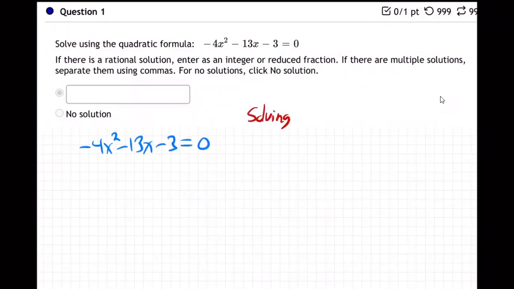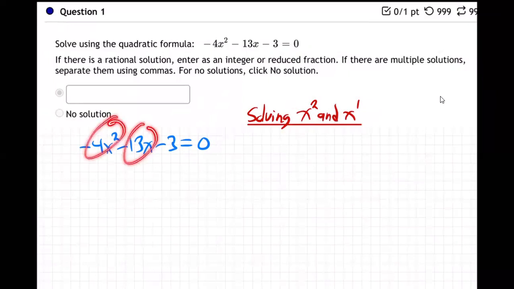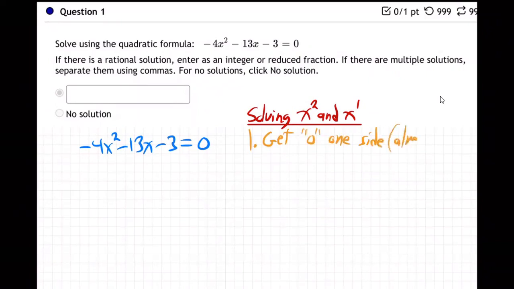Okay, so solving x squared and x to the first power. Remember, we've done a lot of solving with just x squared and no x to the first power. But what do you do when you have x squared and you also have x to the first power? Well, you use the quadratic formula. Step 1, you get 0 on one side. And in this case, that's already done, right? We already have a 0 right there. So nothing needing to do.